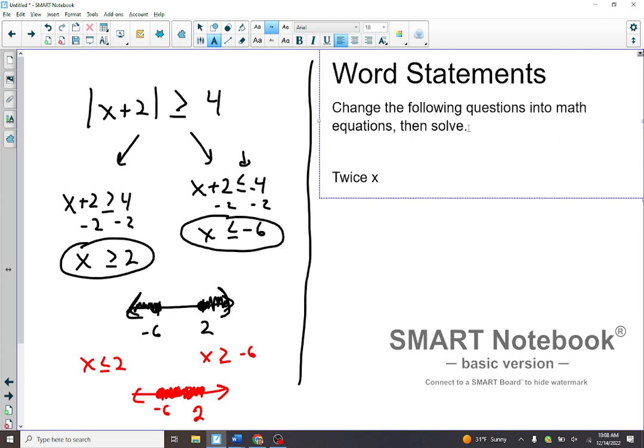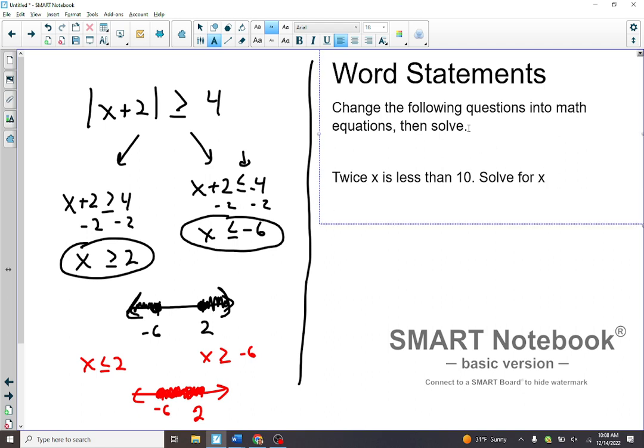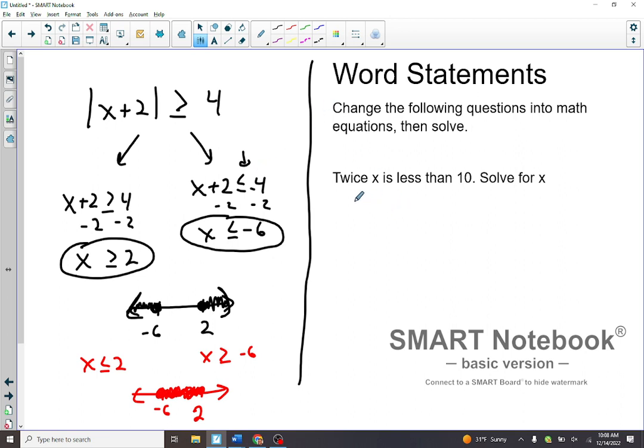Twice x is less than 10. Solve for x. So 2x is less than 10, and to solve for x, x is less than 5.